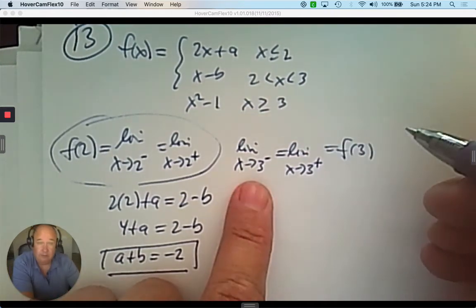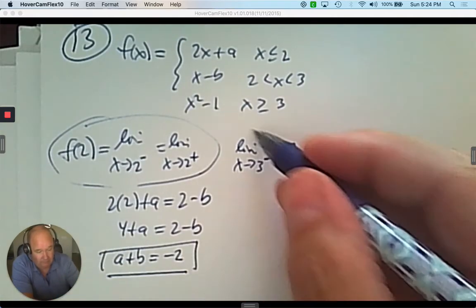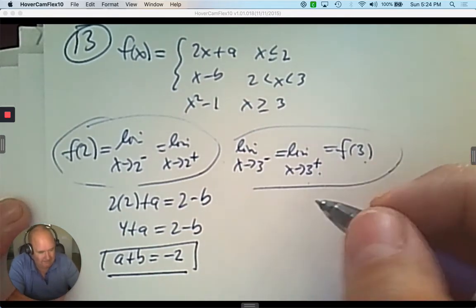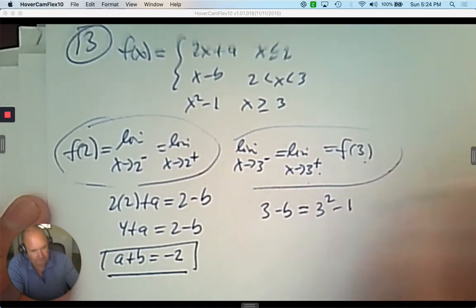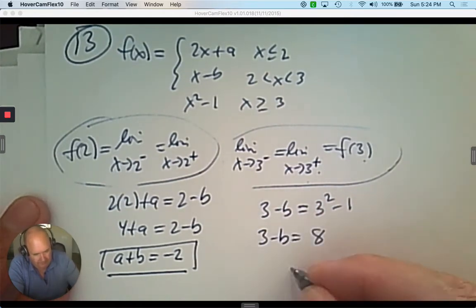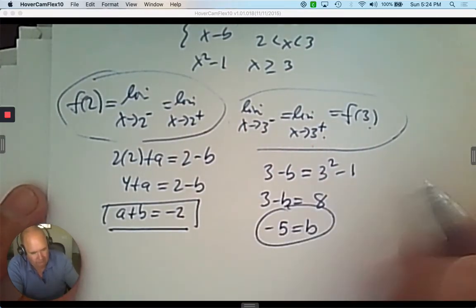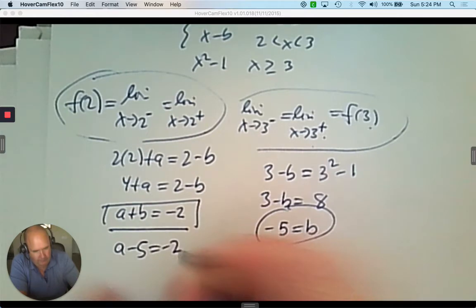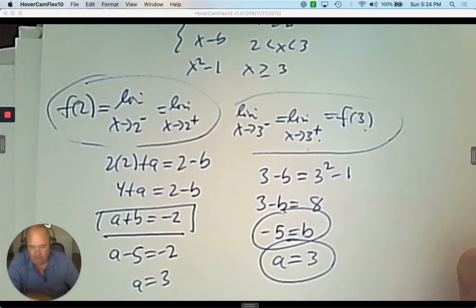Same thing here. The limit as x approaches 3 from the left, the limit as x approaches 3 from the right, and the function value, if they all are the same value, that's a calculus definition of continuity. So in the middle, again, this time I'm going to plug in 3, and then in the bottom I'm going to plug in 3 for x, and then I'm going to solve it. So we have 3 subtract b, 9 take away 1 is 8. I'm going to add b and subtract 8, so b is equal to negative 5. If b is negative 5, that would mean a would have to equal 3. Done. Good job. All right, turn the page.